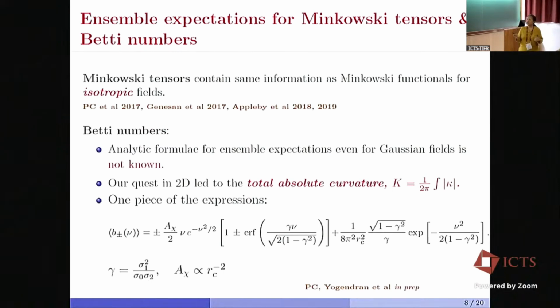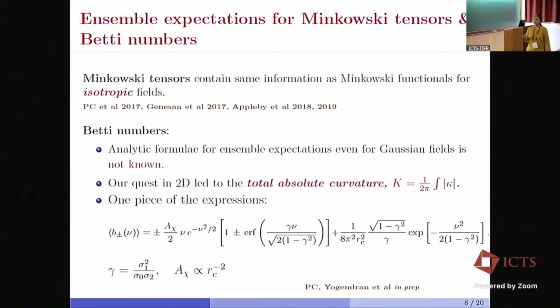The point to note is that Minkowski tensors for isotropic random fields do not contain new information compared to the Minkowski functionals. And that is what we have shown in many papers. But it becomes very interesting when the field is anisotropic as well as non-Gaussian, and that is work in progress. So I don't have anything to report here.